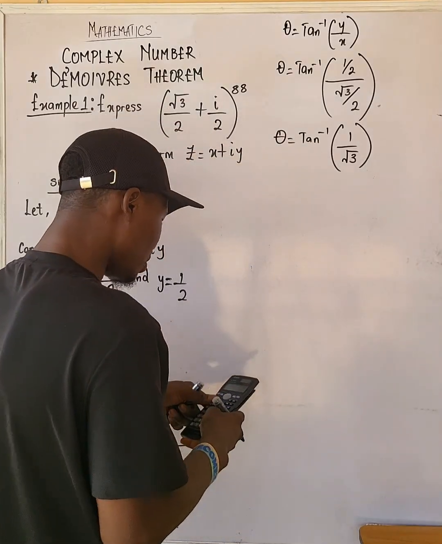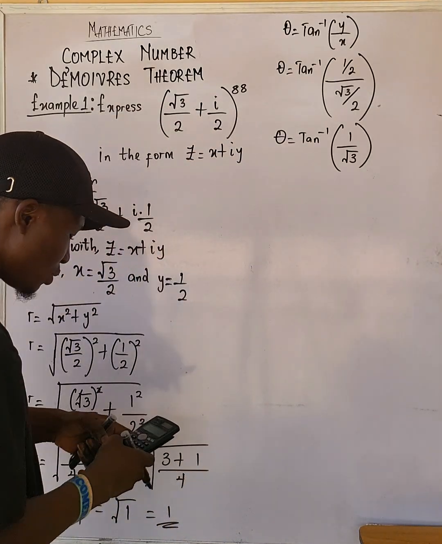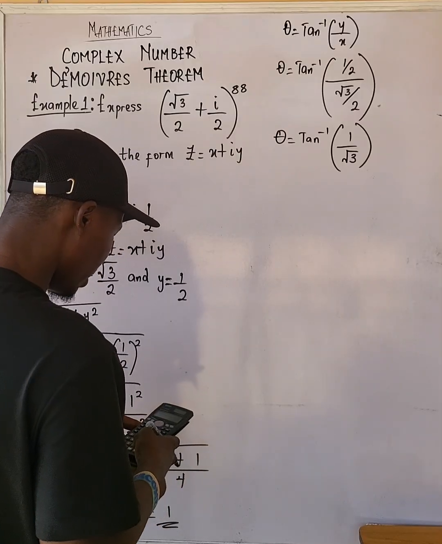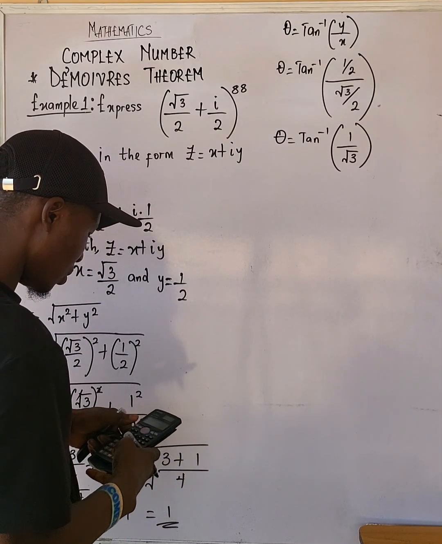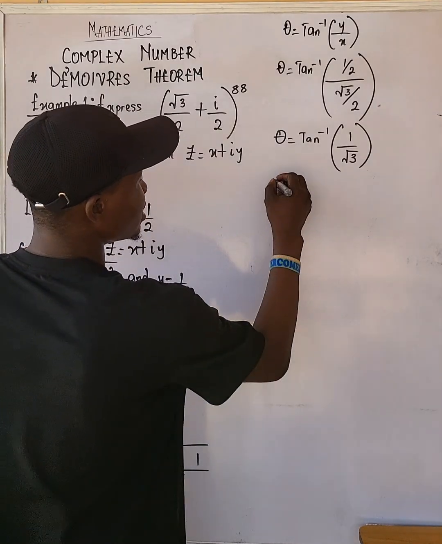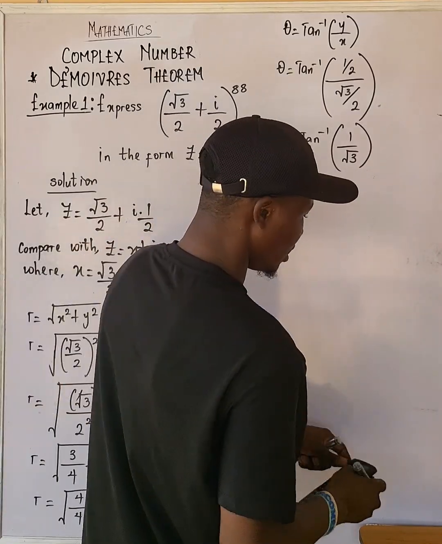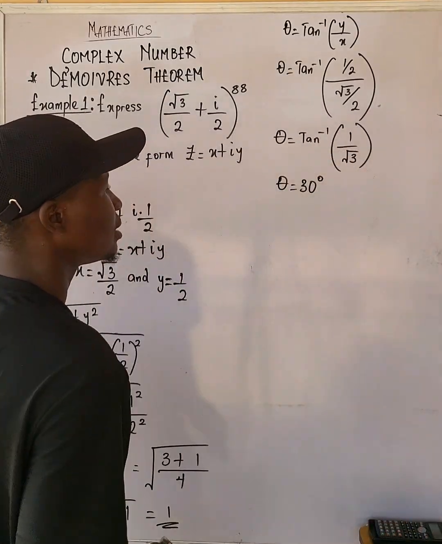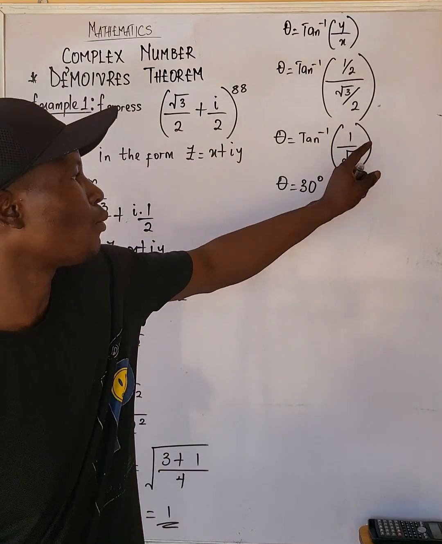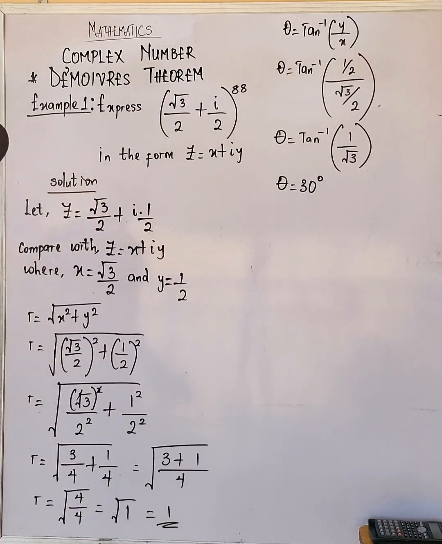Now, tan inverse of 1 divided by square root of 3, so what are we going to have? We are going to have 30 degrees. That will be theta is equal to what? 30 degrees. So you're going to get 30 degrees when you press tan inverse of 1 divided by square root of 3. So our argument is what? 30 degrees. Now what do you now do?